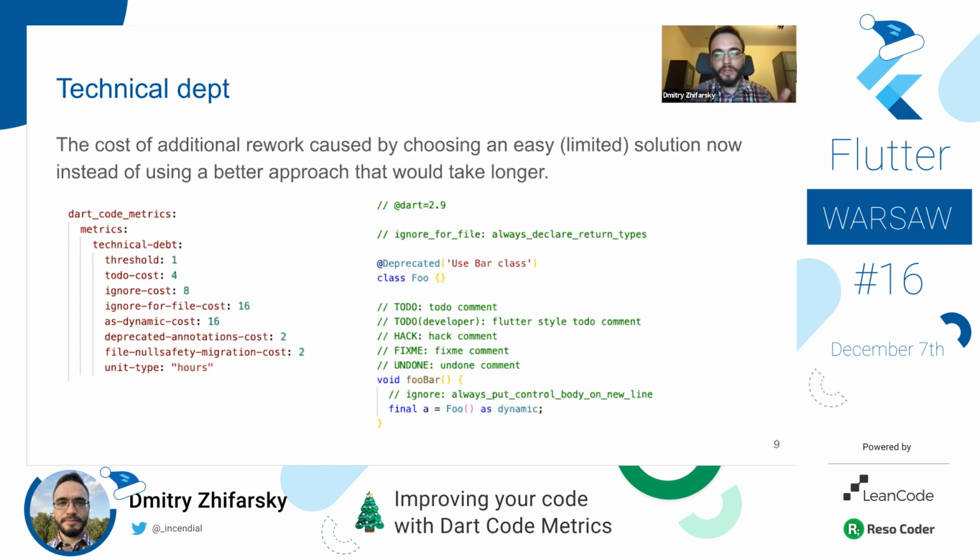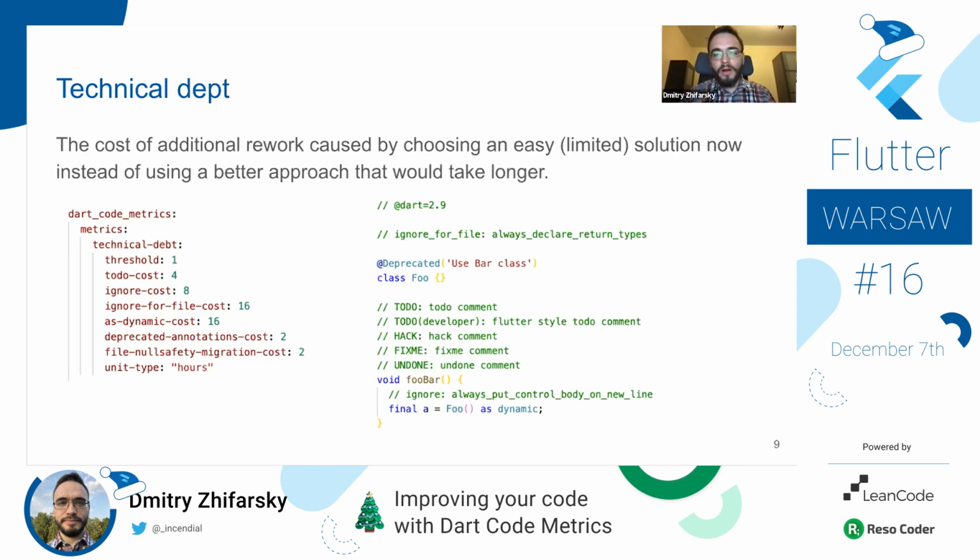You can say the unit type is USD, and the to-do cost is, I don't know, $100 for fixing a to-do, for example. And that's how you can calculate the overall technical debt of your project in different unit types. For example, this setup calculates it in hours. And if I'm not mistaken, the technical debt of Dart Code Metrics in hours is like 1,000 hours, because we have some ignores that we actually need to take a look at later on.